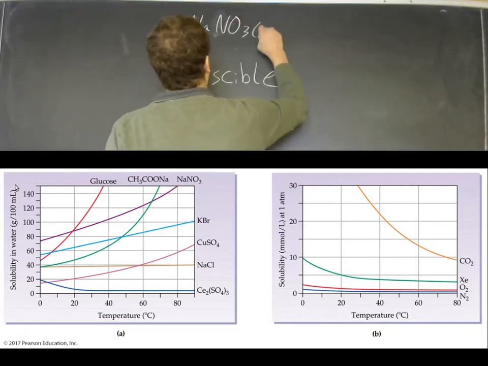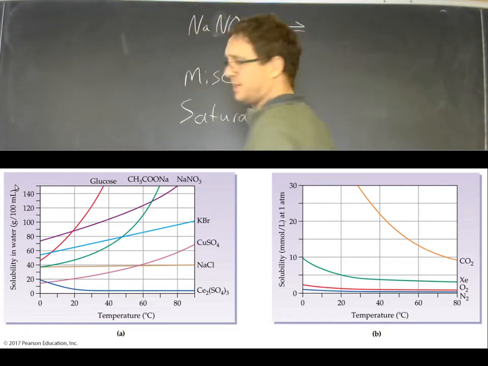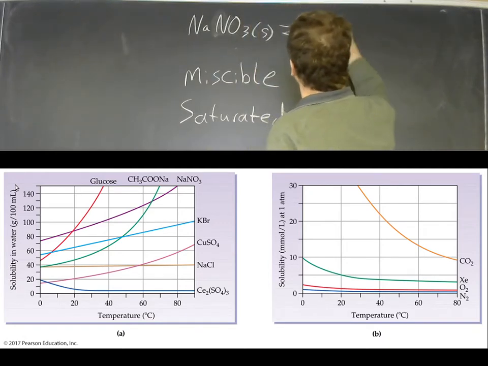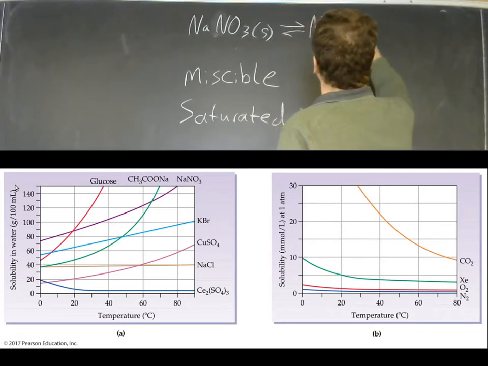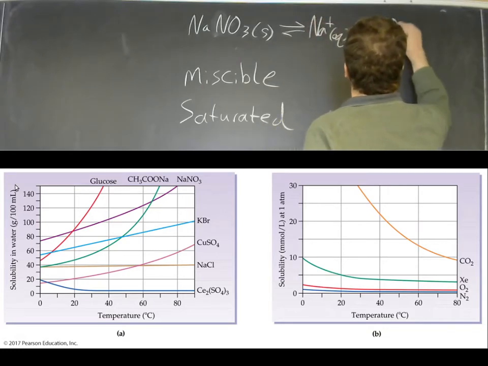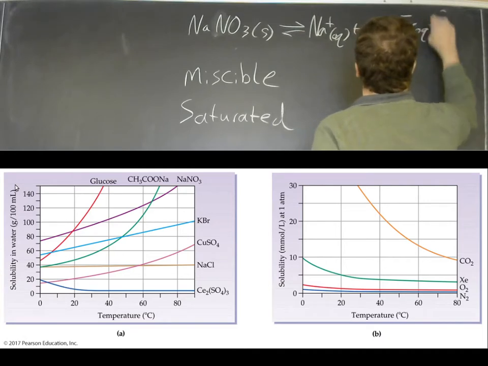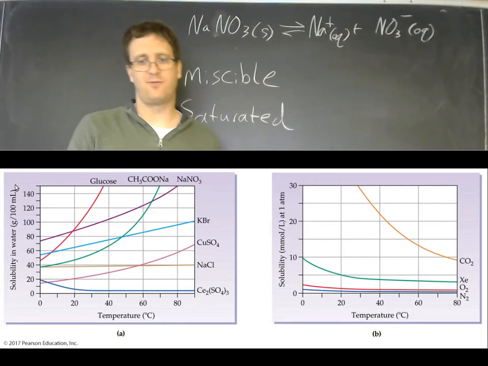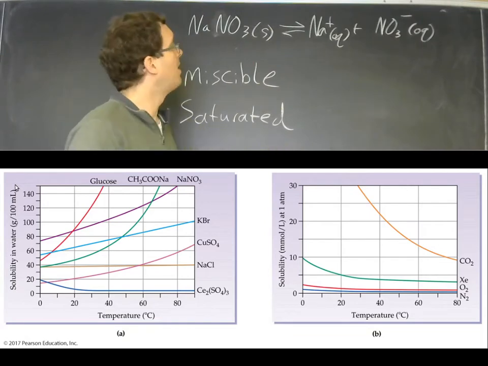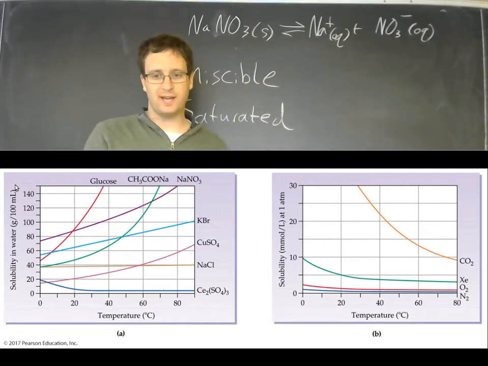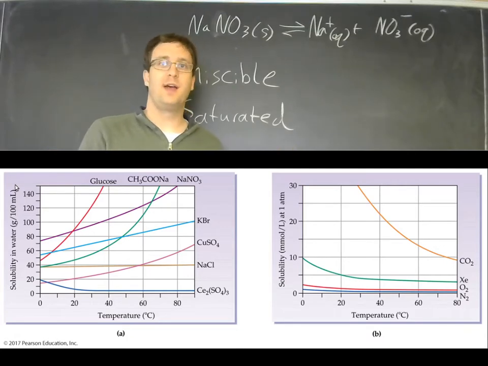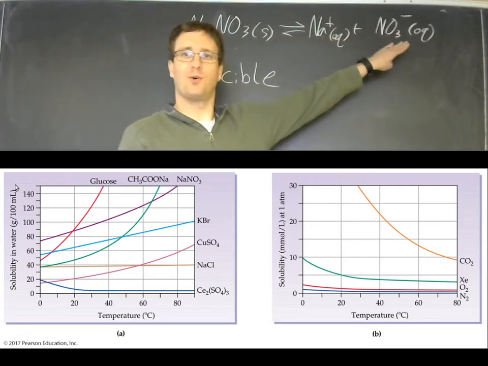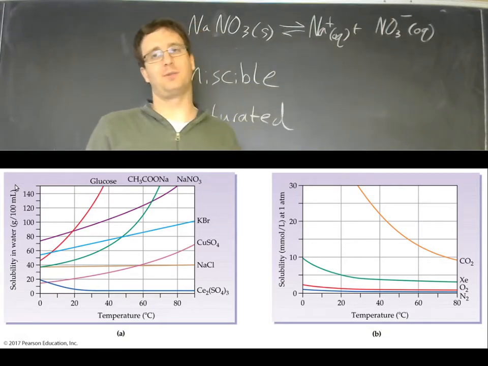NaNO3 solid, the process of solvation for NaNO3 solid is to go to Na+ aqueous plus NO3- aqueous. Right? That is the chemical equation for the solvation of sodium nitrate. And you'll notice that as the temperature increases, the solubility increases, or in other words, there are more sodium ions and nitrate ions that are allowed to be in solution.